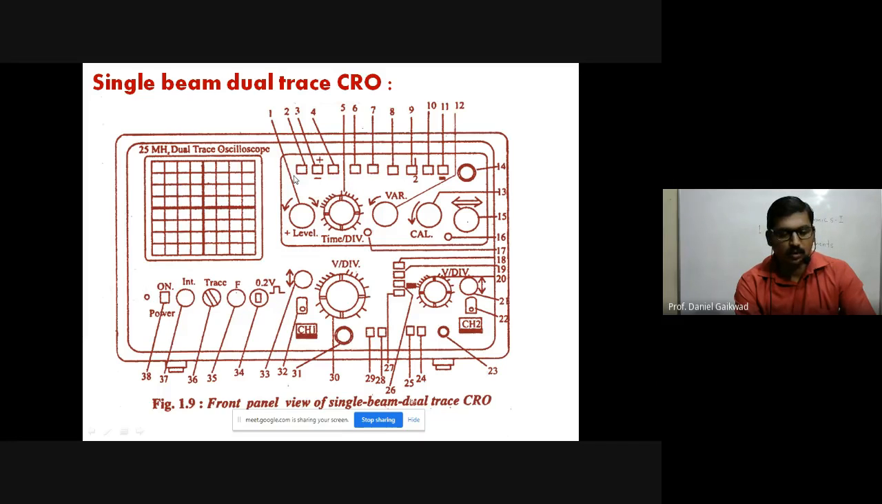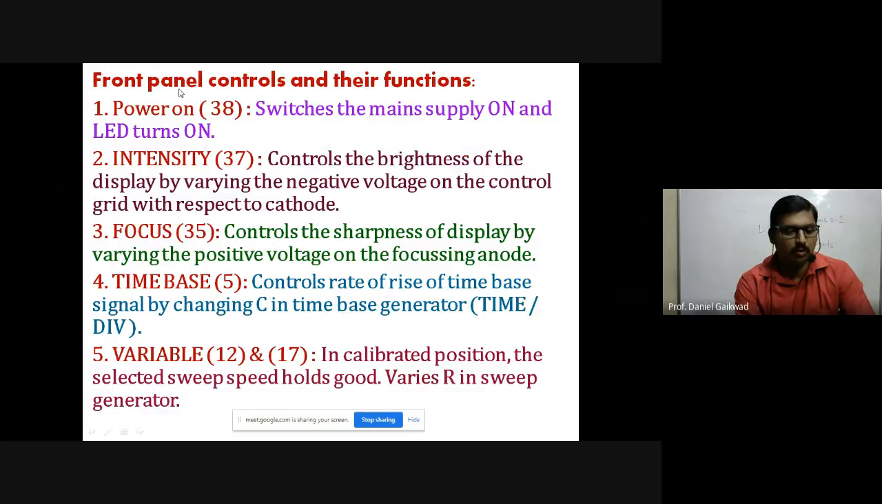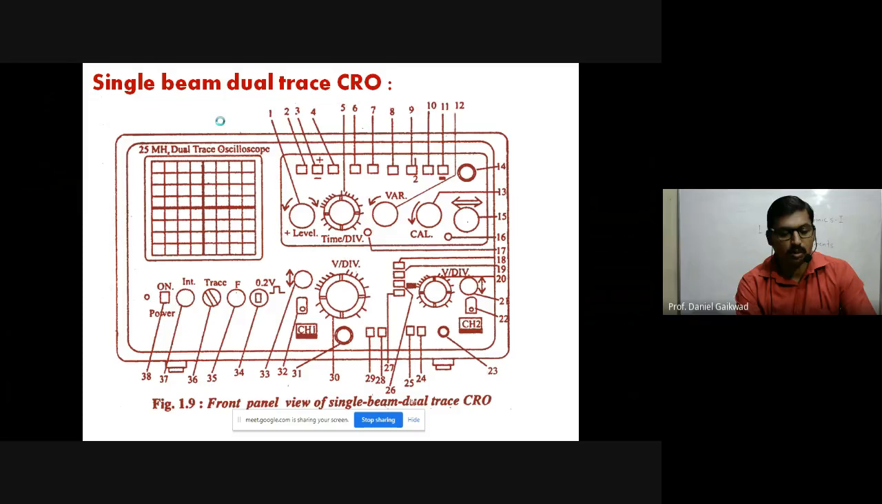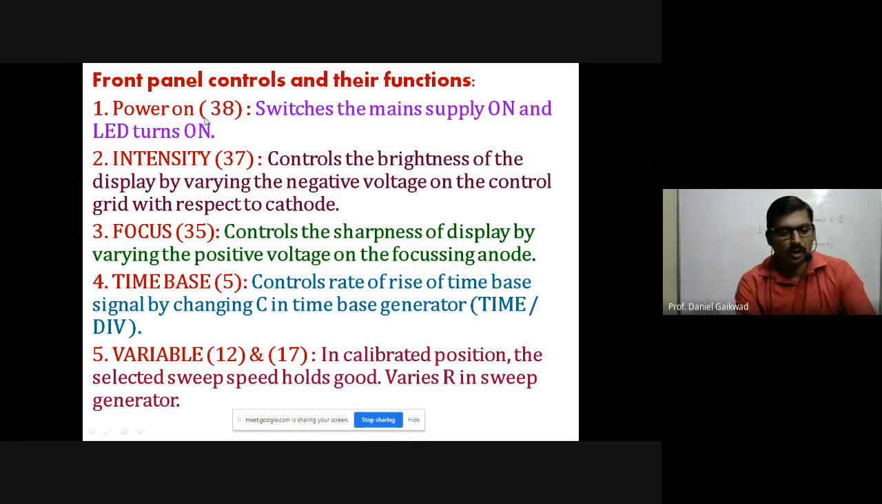Now suppose we observe the second and fourth; they look the same, but there is a certain marking on that particular button so that it has its particular function. So let us begin with number first, the power on. The power on button will be number 38. It has the function of on and off. Check carefully: switch the main supply on and the LED turns on. So this is an on and off switch. Main supply will be on and off, and accordingly we have the indication of the LED.